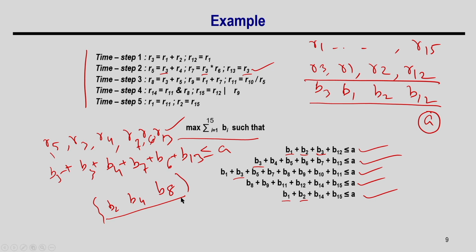So, maximum one of them will access every timestamp. Let us see. In timestamp 1 only B1 is getting access, not B4 or B8. So, then it is fine. Here B4 is getting access, not B2 or B8.